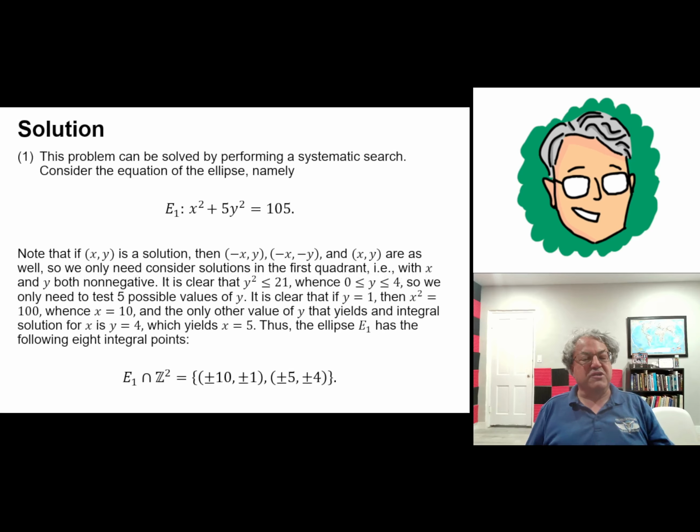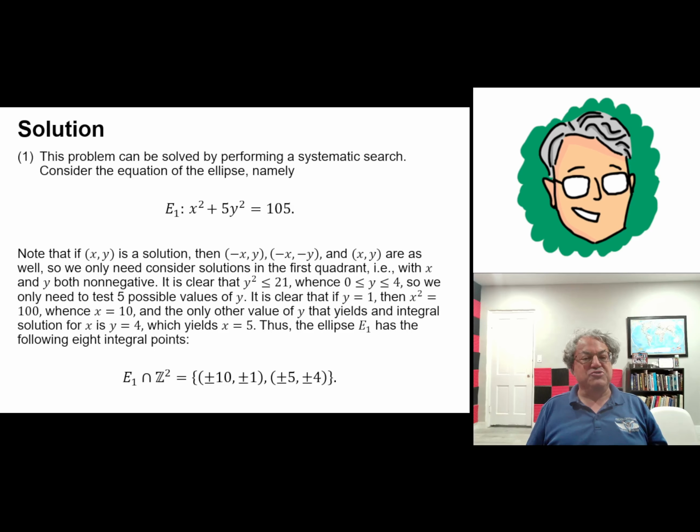But anyway, let's work on the first ellipse, which I'm calling E1. So I'm defining E1 to be the ellipse x squared plus 5y squared equals 105. It's just a set, or if you like, the locus of all ordered pairs x comma y in the xy plane satisfying this equation. But we're only interested in the integer solutions.